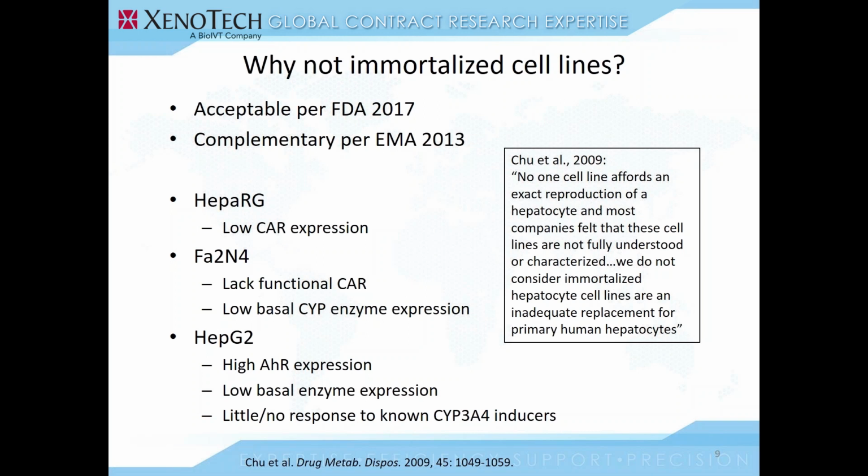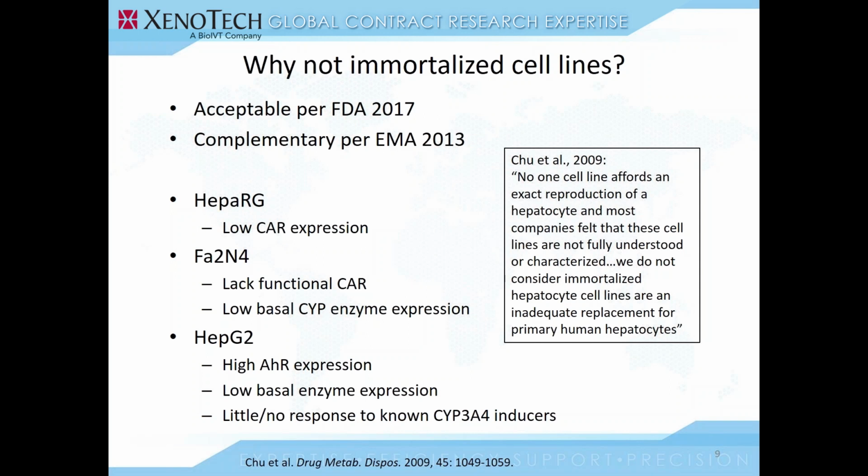HepG2 is useful for 1A2 because it has very high AHR expression, but as Chu put it in the perspective paper from actually 10 years ago, basically no one cell line affords an exact reproduction of a hepatocyte, and so they're not very good for a replacement for human hepatocytes. So I guess the way to look at it is, we're looking to see what would happen in a hepatocyte. Why wouldn't we use a hepatocyte?